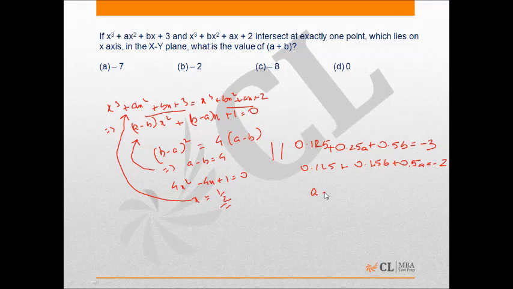Upon solving these two equations, I get a is equal to minus 1.5 and b is equal to minus 5.5. The question asked me for the value of a plus b, which is nothing but minus 7, or option A.